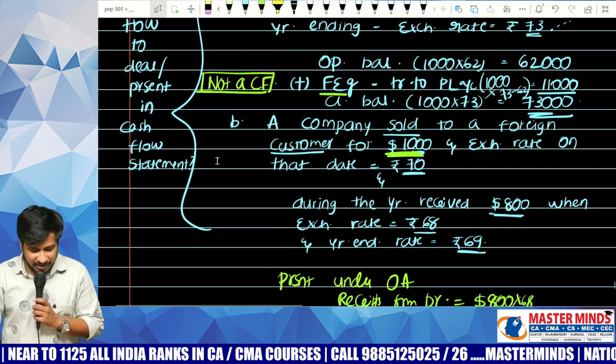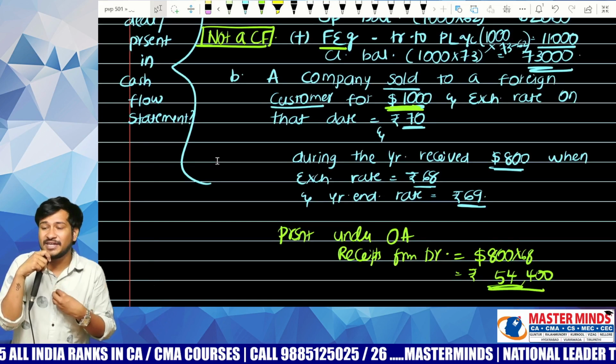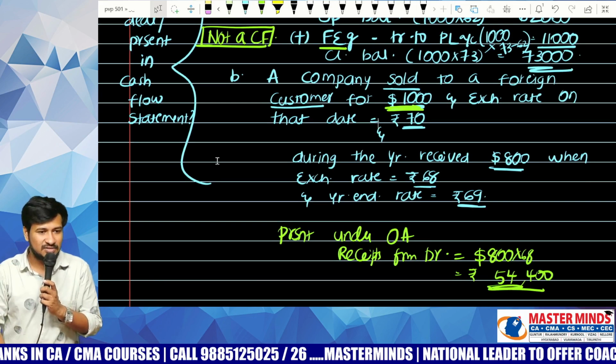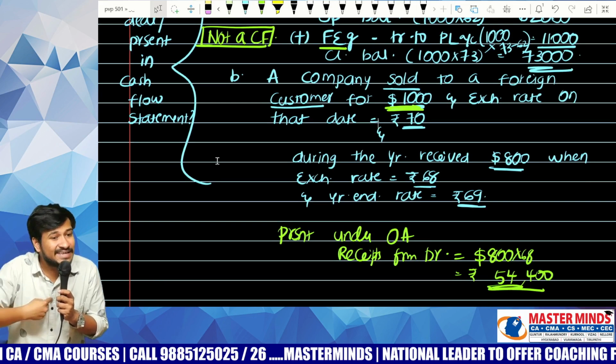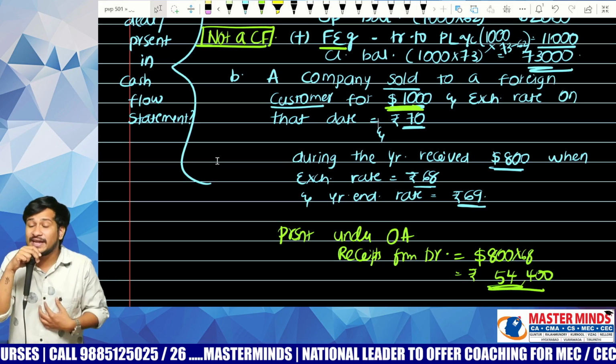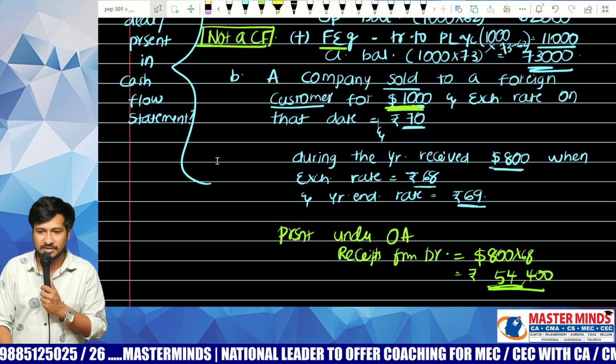But coming to point number B, I am not holding any foreign currency. I have made a transaction. I sold to somebody else a $1,000. He had paid only $800 when the rate is 68. So my receipt is $800 into 68, 54,400. I'll be booking it in my cash flow statement.